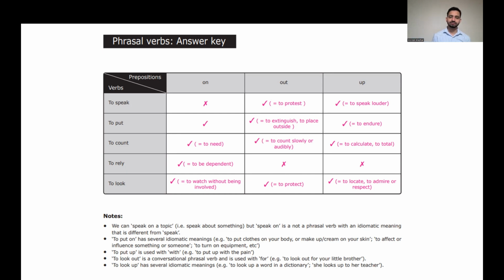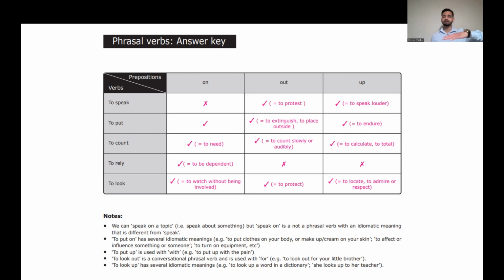To look on means to watch without being involved in it. To look out means to protect. I look out for my brothers. I look out for my dogs. I need to protect them. Now, talking about look up: to locate, to admire, or to respect. All right. So to locate, to admire, or to respect. That's I look up to my older brother, or I look up to my father for inspiration. Right. That's what it means.